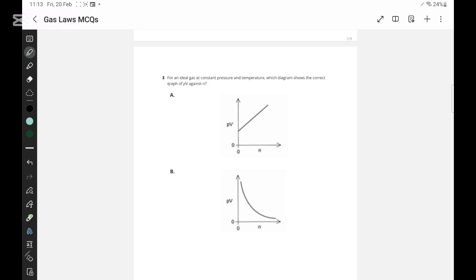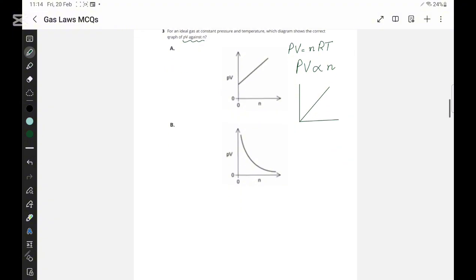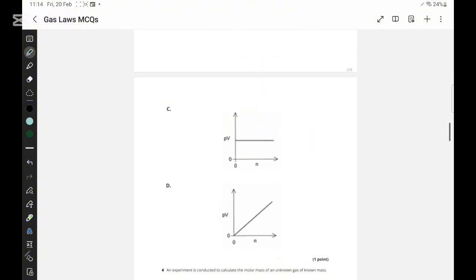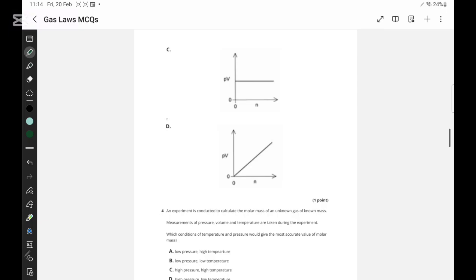In this question, they are asking about the relationship between PV against n. PV is equal to nRT. That means PV is directly proportional to n. So for a directly proportional graph, we have a graph somewhere like this. There is going to be a straight line. So A is incorrect, B is incorrect, C is incorrect. So D is going to be the right one.